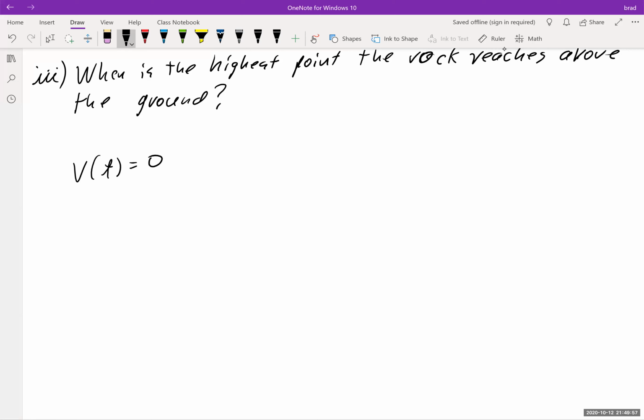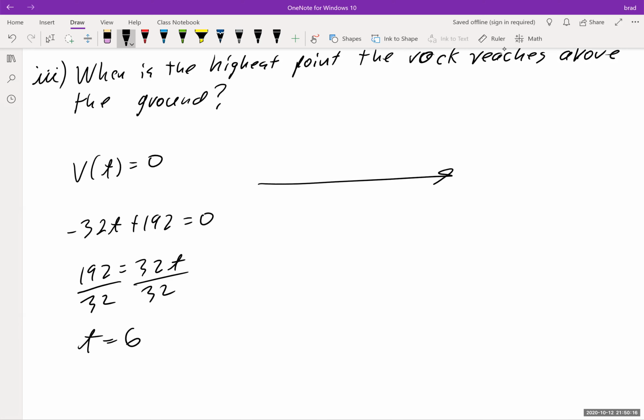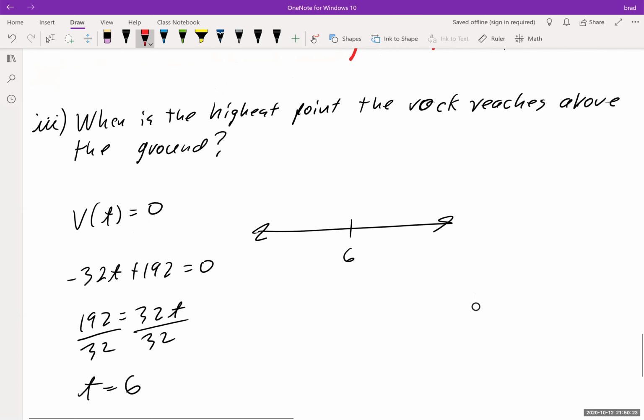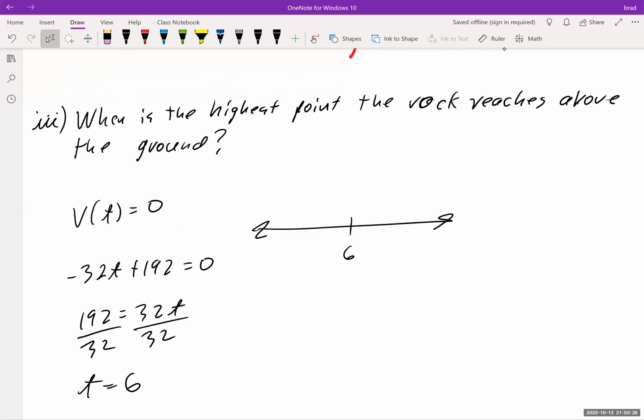So we know our velocity function is negative 32t plus 192 equals 0. So we solve: 192 equals 32t, divide by 32, and we get 6. So t equals 6. Once again, we take our sign chart and we go t equals 6. I only care about when it's positive and when it's negative. I want to make sure that it changes direction. Even though I already know the answer is t equals 6, I'm just going to check it with my sign chart.